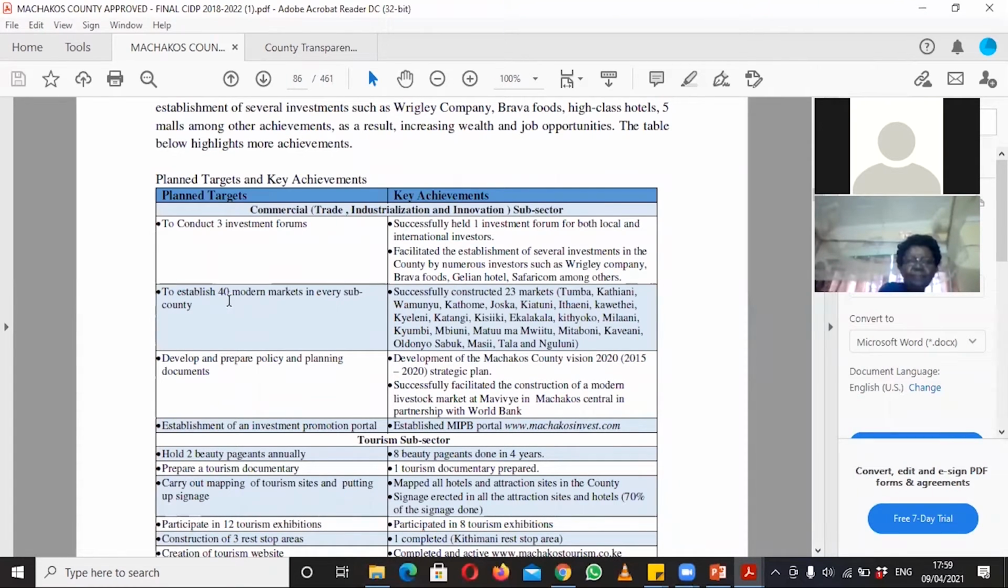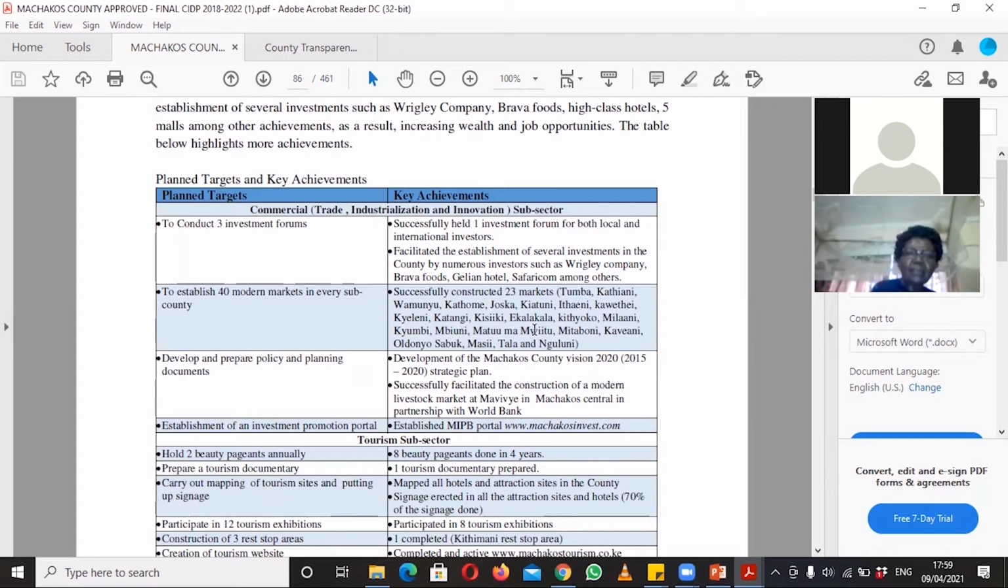Like to establish 40 modern markets in every sub-county. So here I can successfully say, I'm from Wamunyu, so there is a modern market there. They are saying that there is one in Matuma, Mwitu, Mitaboni, Kaveani. I don't see anyone. Is there anyone here? In Masinga?